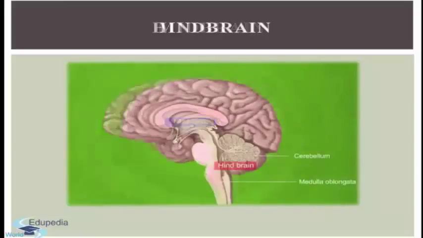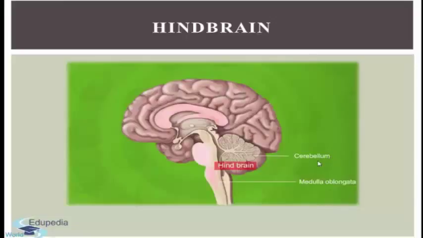The next is hindbrain. It consists of cerebellum and Medulla Oblongata. First we will learn about cerebellum. It is very well developed and lies below the cerebrum and above the medulla. It consists of three parts, a middle vermis and two lateral hemispheres. The two hemispheres possess numerous furrows but no convolutions.